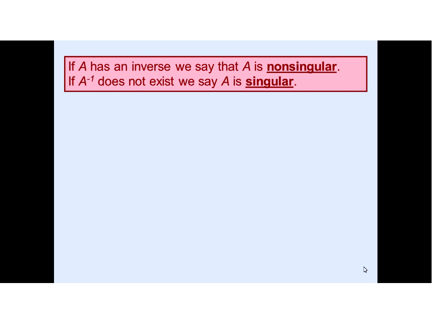So if A has an inverse, we say that A is non-singular. If A inverse does not exist, we say A is singular. So there are two things, singular and non-singular. In a class I earlier discussed what is singular and what is non-singular.